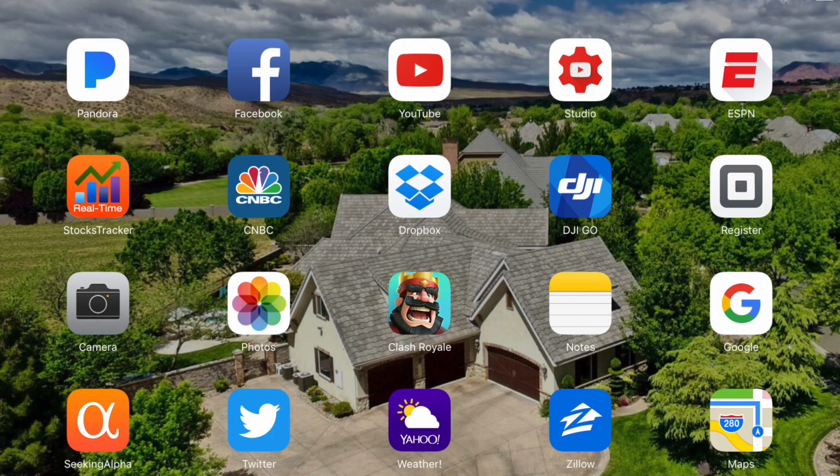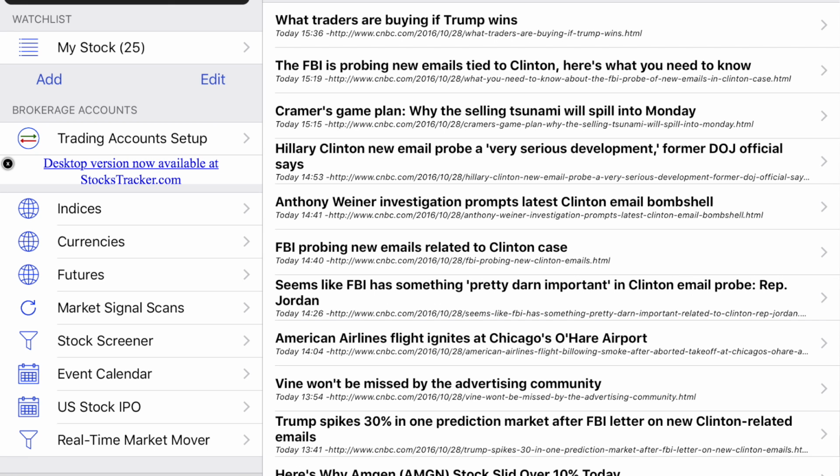So first, let's go ahead and put on your screen. This is just the front page of my iPad. My iPad's the main device I use by far more than any other device. Now, the Stocktracker app is the one that's right under Pandora. Pandora is all the way up at the top left. The Stocktracker app is the one that says RealTime on it. So we're going to go ahead and click on that.